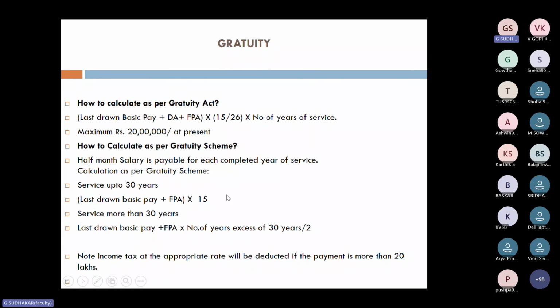For example, an employee has worked 40 years. First, you have to calculate this one: last drawn basic plus FPA into 15 years. This will come to an amount. Service more than 30 years, that is 10 years. Here you have to work out number of years in excess, 10 by 2, which is 5. So 5 into last drawn basic plus FPA, adding this amount with the earlier amount, will constitute your scheme amount.